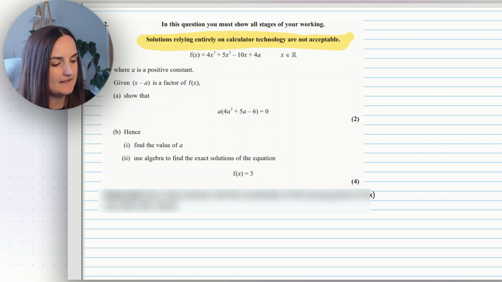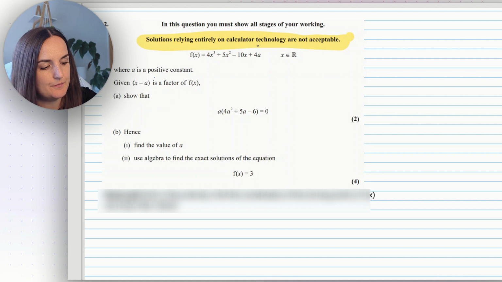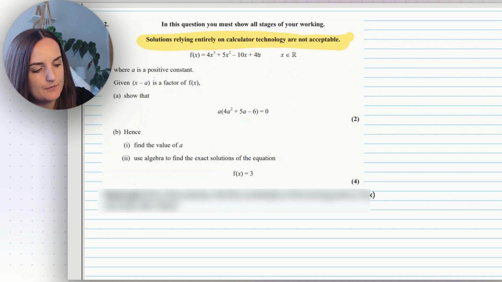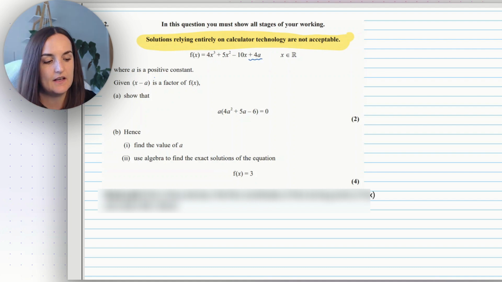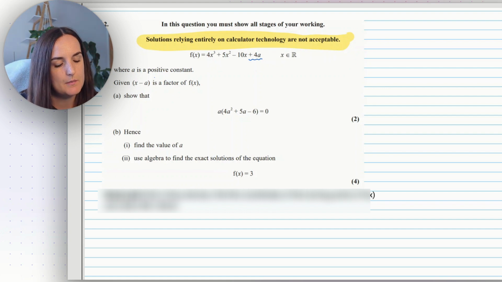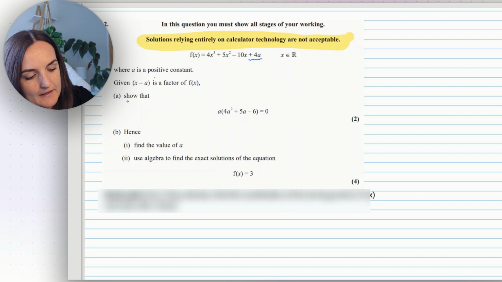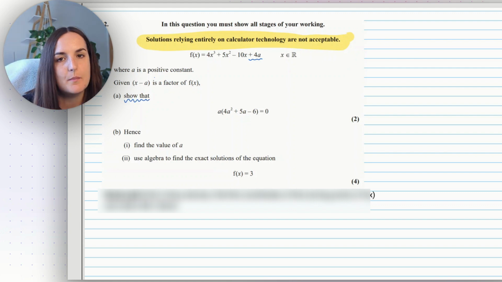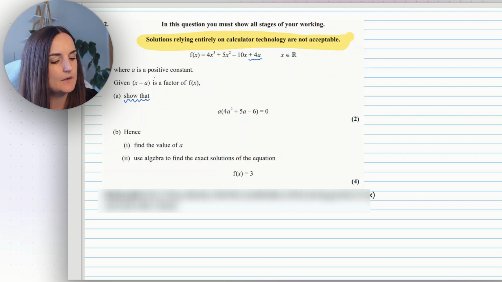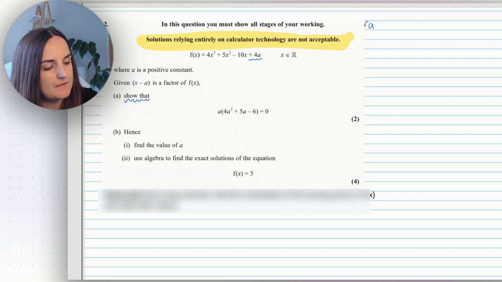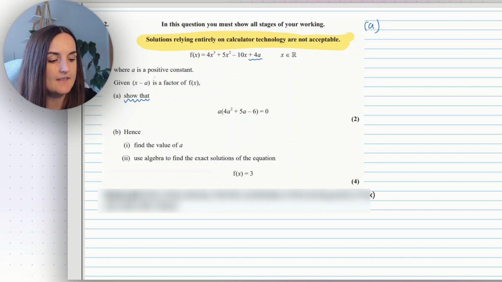So on this one, it gives us a function, and part of that function is 4a, where a is a positive constant. So we know this number at the end is actually going to be just a number when we put a in. It says, given that x minus a is a factor, show that. So again, really important, this question is all about how you are showing your workings. Well, you should be thinking here, factor theorem. So if x minus a is a factor, then if we put a into this, it should equal 0.